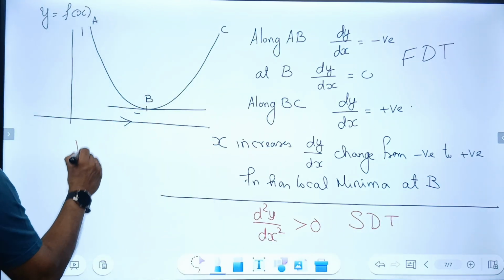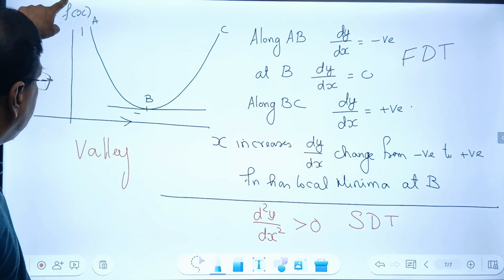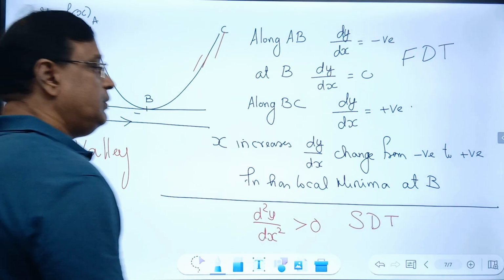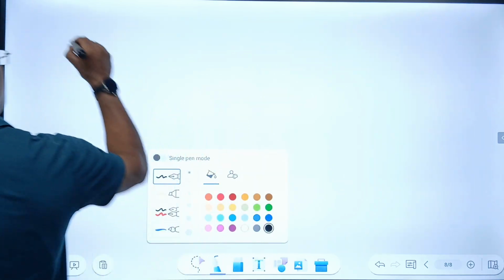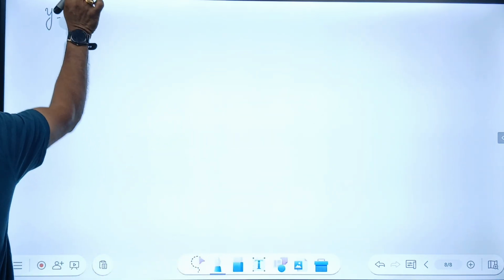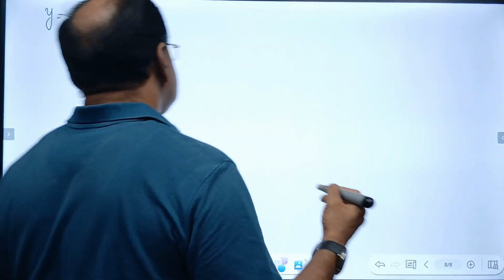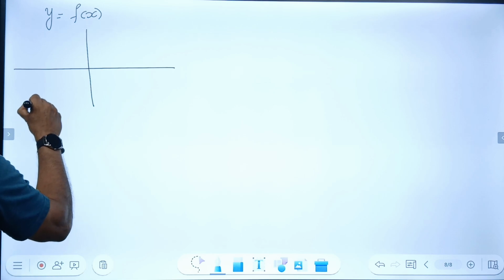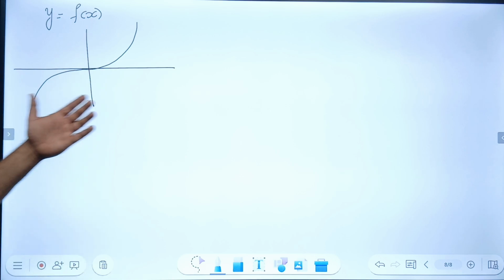See, this is like a valley. The curve looks like a valley. So if the function represents a graph like a valley, it has a local minima. Okay. Now we'll go to another situation. What is the next situation? I have a function, say y equal to f of x. First we'll come up with all situations, then we'll put everything together. Now suppose it represents a graph like this. And I will show you later, maybe in the next class, all these things using GeoGebra also.